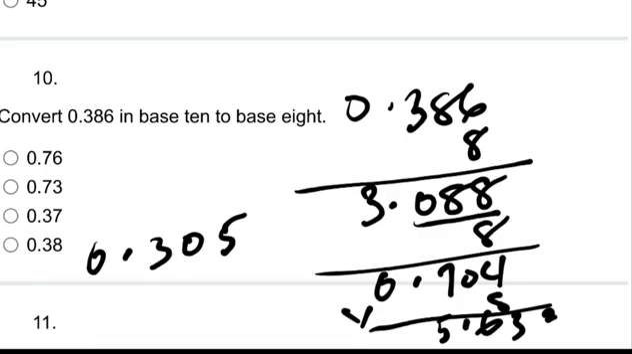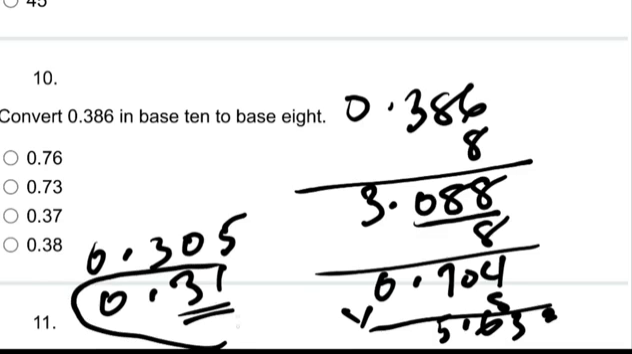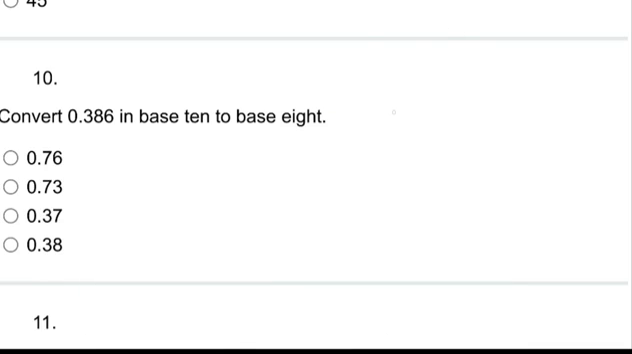305. So that means this problem, there's no answer here. That would be 0.31. That's supposed to be the answer. So let me check. So that is that one. So this is the answer. So it has no answer in the options. So move to the next one.